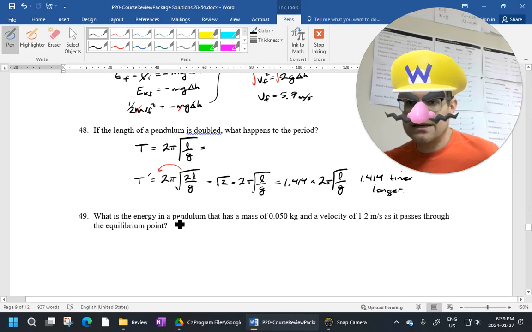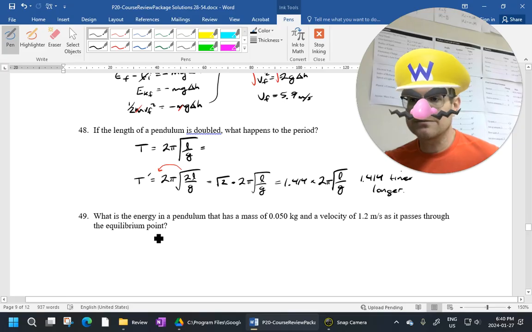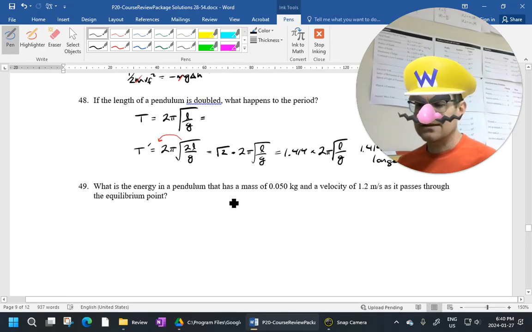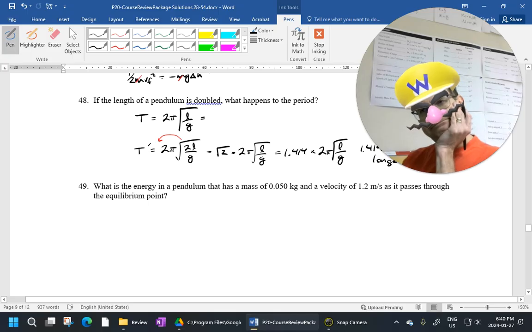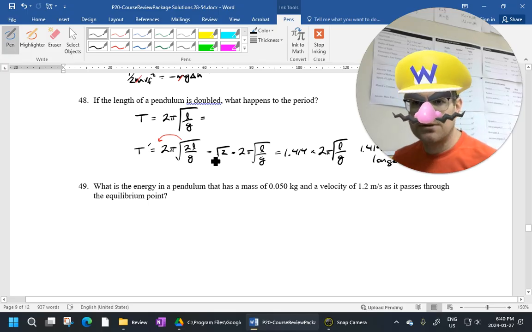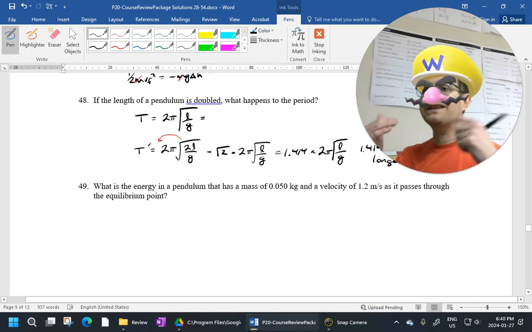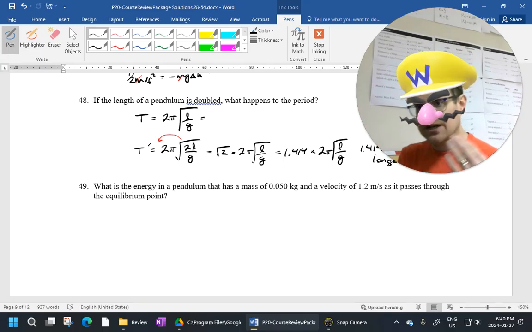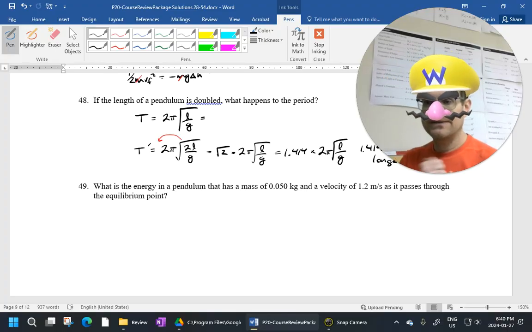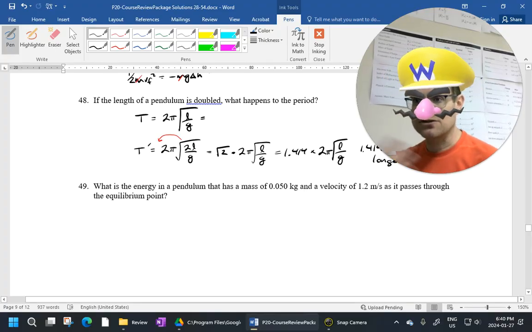What's the energy in a pendulum that has a mass of this and it passes through, and the velocity of this when it passes through its equilibrium point? So that's just saying, like, well, it's a poorly worded question. Right? What are they measuring to? Like, is there potential energy? Are they measuring to the ground? Are they saying that the equilibrium position is 0? Is that the reference point they're talking about? They don't really mention that. Let's just assume the equilibrium point is the reference.